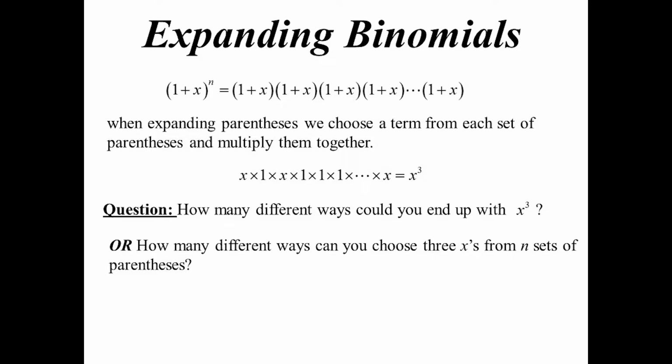Well, this is something we dealt with earlier in the year. It's nC3. It's a combination because the order doesn't matter. We just need to make sure we choose 3 x's. So nC3. Therefore, what this means is we don't actually need Pascal's triangle. Because if I want to work out the coefficient of x to the power of k, I know it's going to be nCk, because I need to choose x k times out of the n parentheses. So how many ways can I get k x's out of n sets?